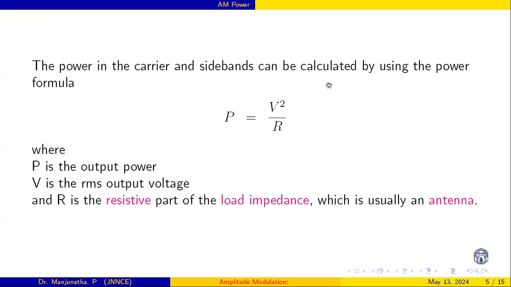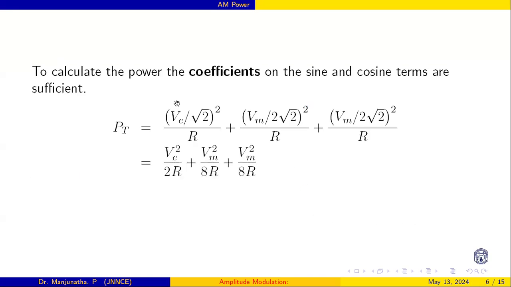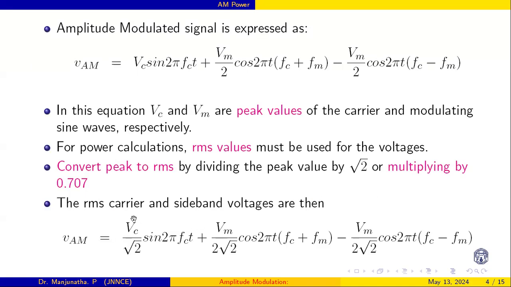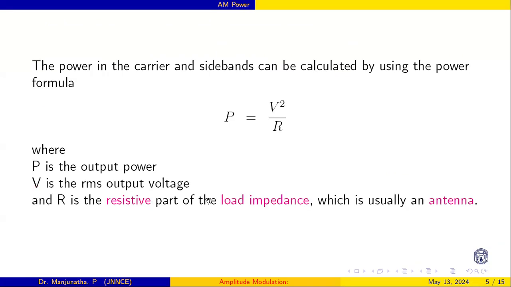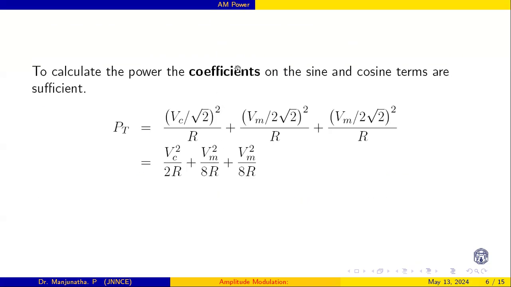Then the power in the carrier and sidebands can be calculated using the power formula, that is P equals V square by R, where P is the power, V is the RMS value, and R is the resistive part of the load impedance, that is the antenna. Here we have Vc by root 2 as the coefficient of the carrier, Vm by 2 root 2 as the coefficient of each sideband. So while calculating power, we use only those coefficients. That means those are sufficient.